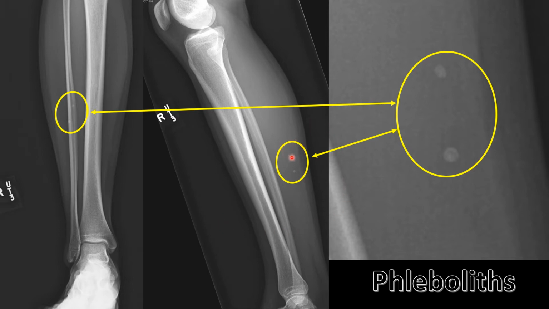We saw some small rounded calcifications within the posterolateral soft tissues of the mid-leg. As you can see in this zoom view, there are two well-defined rounded calcifications that have lucent centers. These are characteristic for phleboliths, which are commonly seen on vascular malformations.